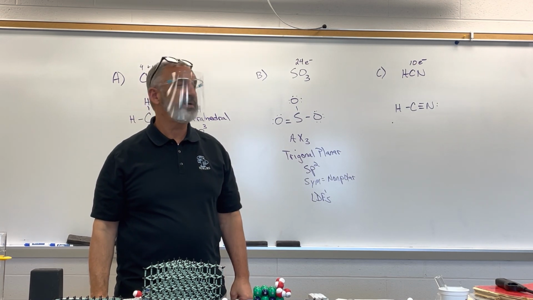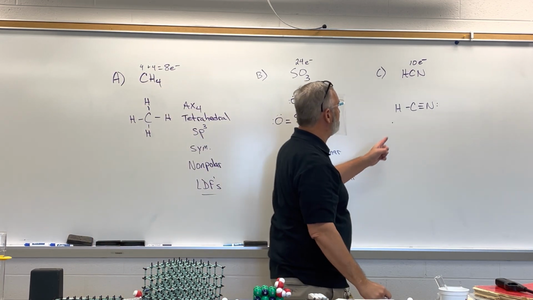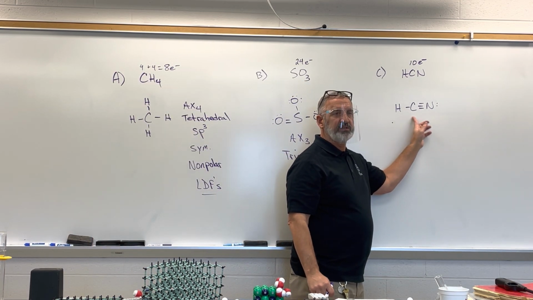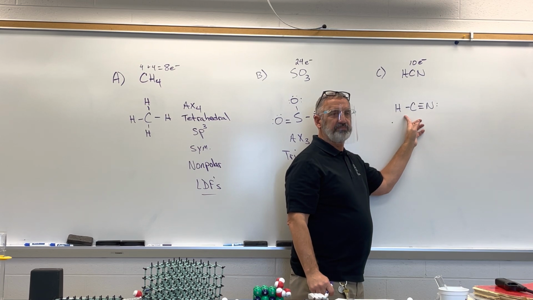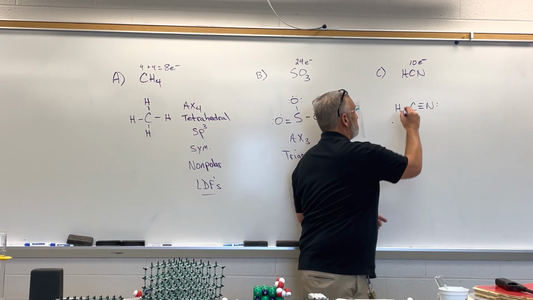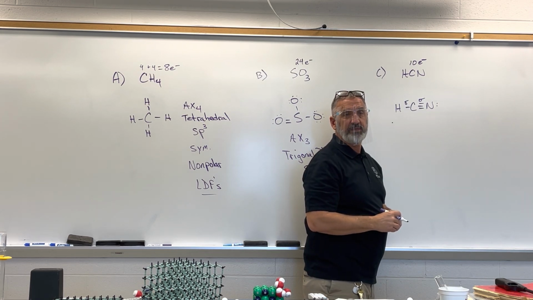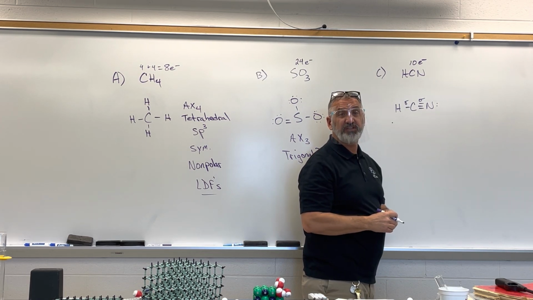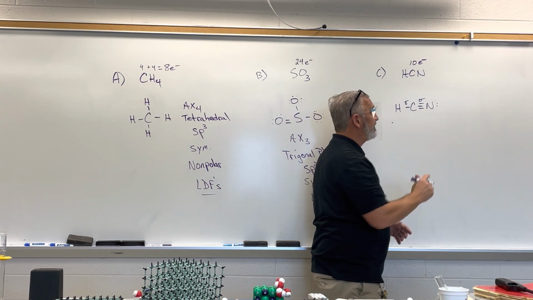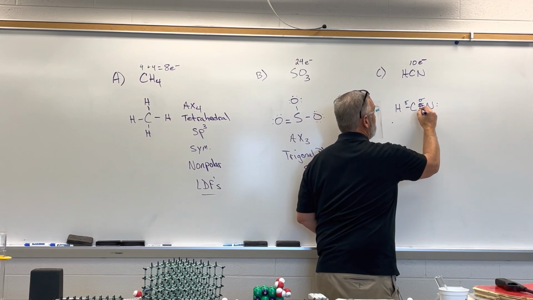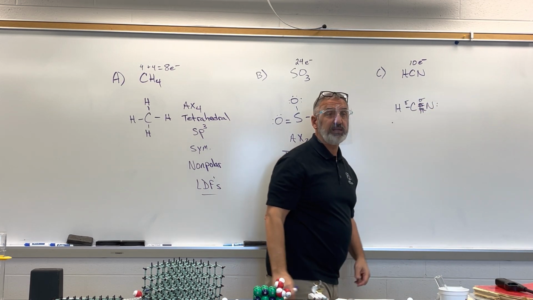Okay, so how many sigma bonds in this molecule? How many sigma bonds are there and how many pi bonds are there? 2 what? 2 sigma. Sigma, sigma. What about pi? Remember the second and third bonds of a multiple bond are always pi bonds. So this would be pi, that would be pi. So you have 2 sigma and 2 pi.